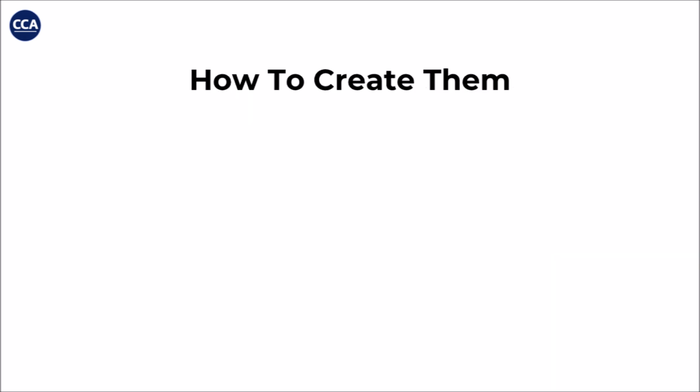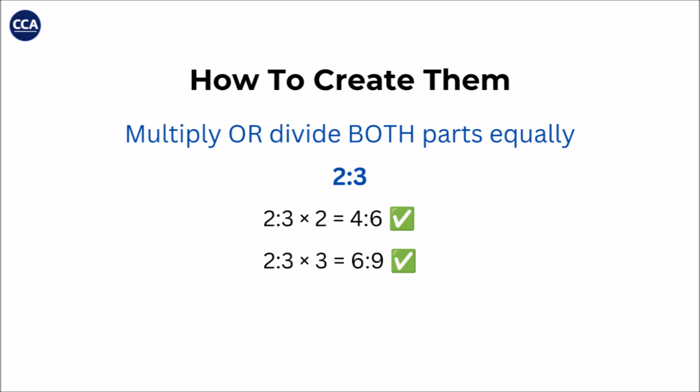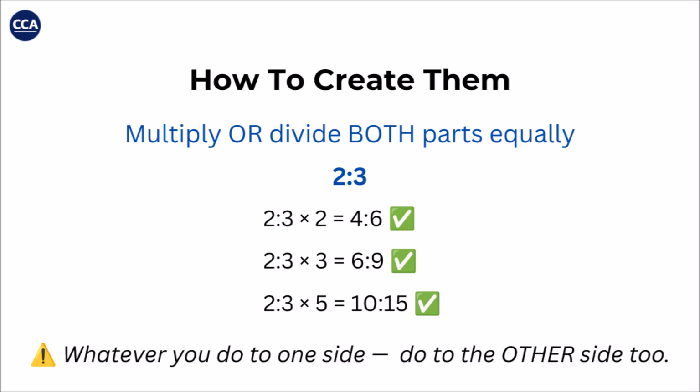Creating equivalent ratios is straightforward. Multiply or divide both parts of the ratio by the same number. Start with 2:3. Multiply both by 2, you get 4:6. Equivalent. Multiply both by 3, you get 6:9. Equivalent. Multiply both by 5, you get 10:15. Equivalent. The key rule: whatever you do to one side, you must do to the other. This is exactly the same principle as equivalent fractions.